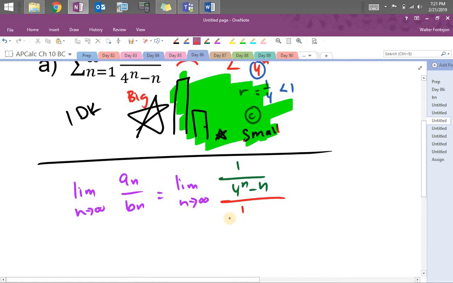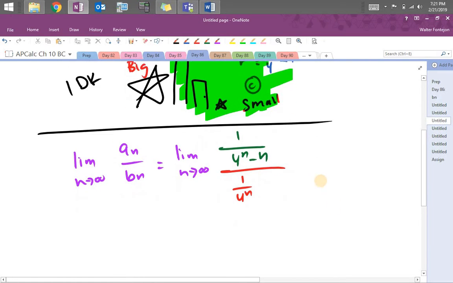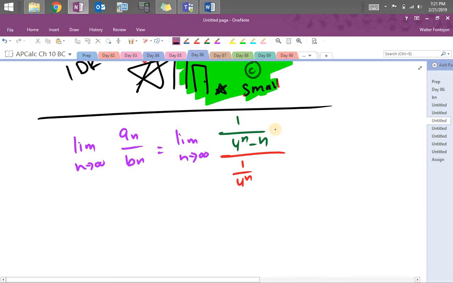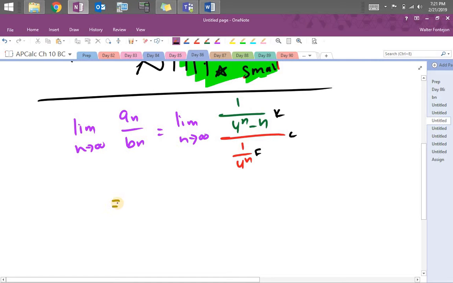Let's write that a little bit better: 1 over 4 to the n. Then I'm going to calculate this limit. I'm going to do keep, change, flip here. This is equal to the limit as n approaches infinity of: keep 1 over 4 to the n minus n, change, and then flip 4 to the n divided by 1.